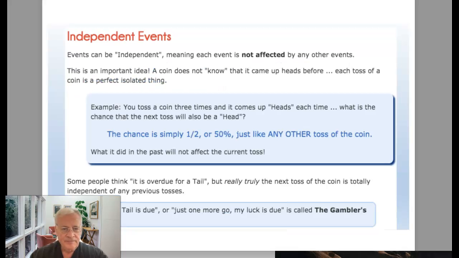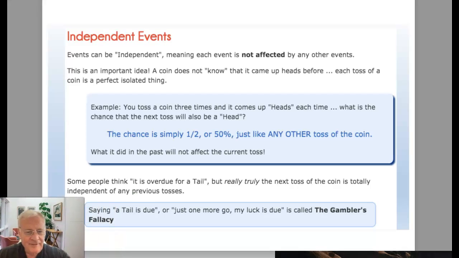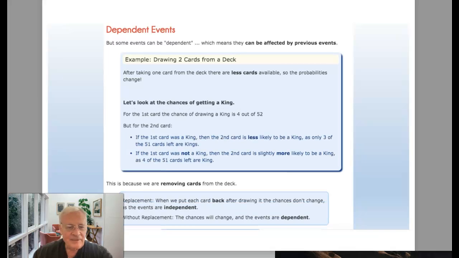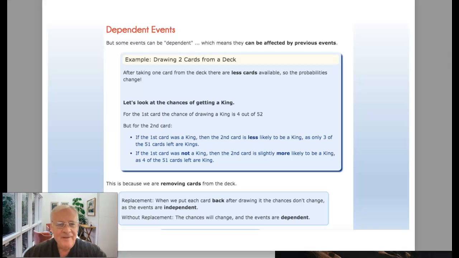All right? Events can be independent, means they're not affected by other events. A coin does not know that it came up heads the first time. Again, guys, just because I flipped the coin and it came up tails, tails, tails, tails, tails, that doesn't mean it's going to come up heads next. We used to say the dice has no memory. Just like a coin, it has no memory. It's the gambler's fallacy.